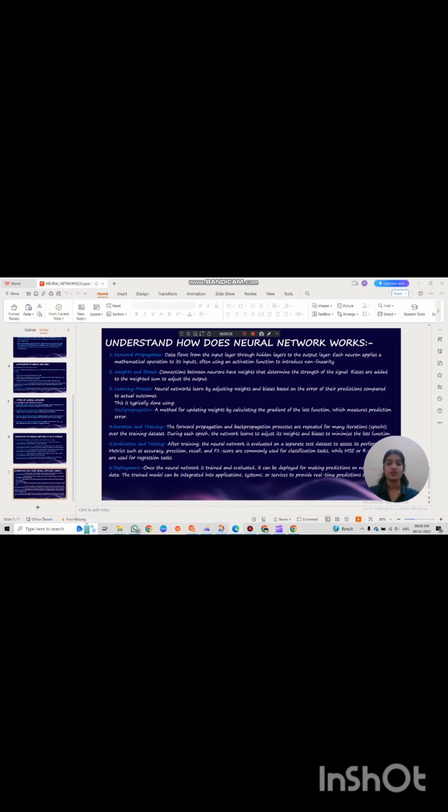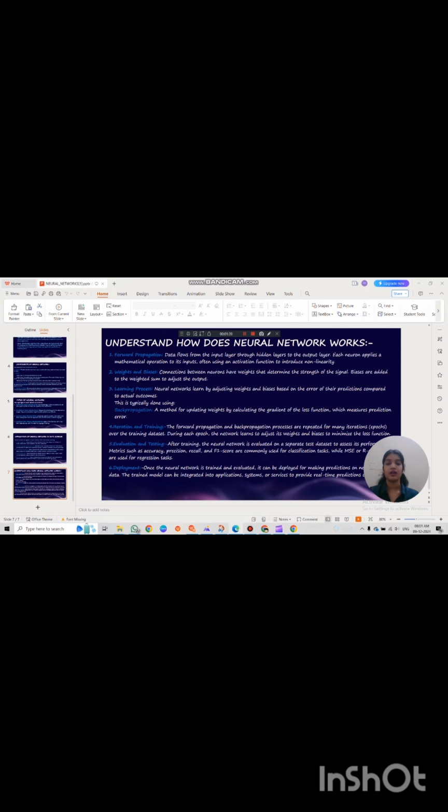Number 4. Iteration and training. The forward propagation and backward propagation processes are repeated for many iterations over the training dataset. During each iteration, the network learns to adjust its weights and biases to minimize the loss function.